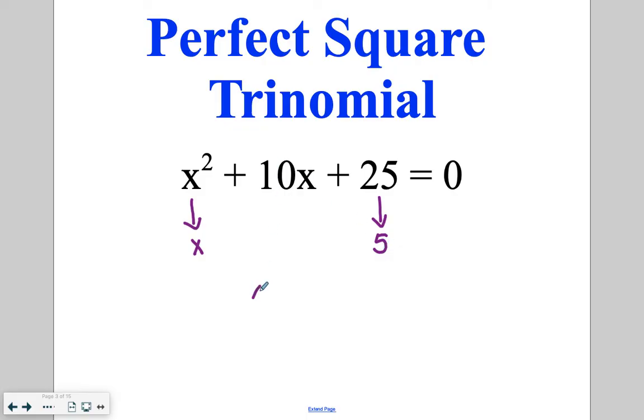So this is a perfect square trinomial and would be written out as x plus 5 squared. So we're trying to get everything to be able to be broken down in this nice parentheses format.